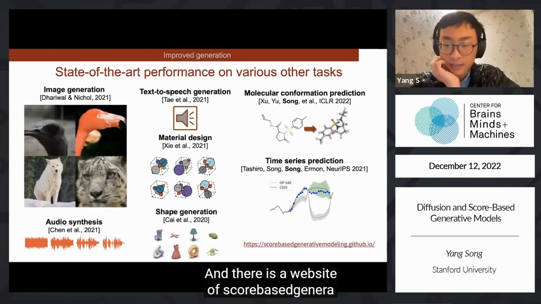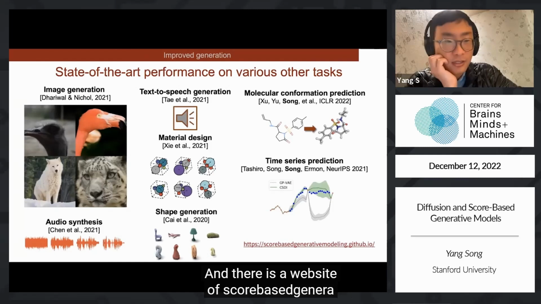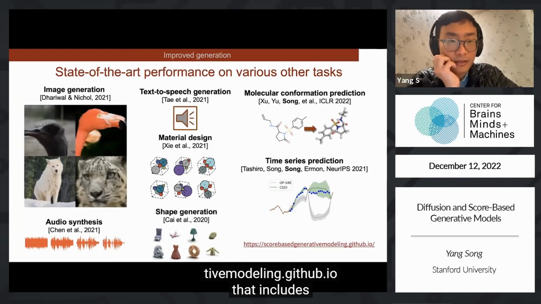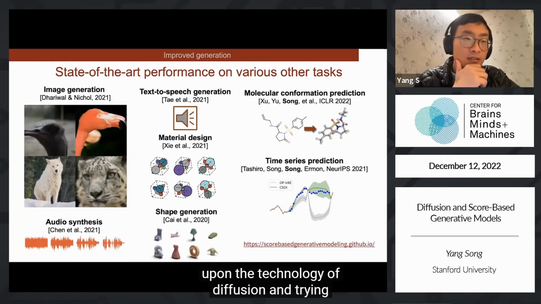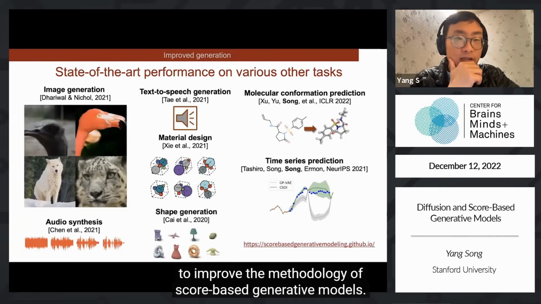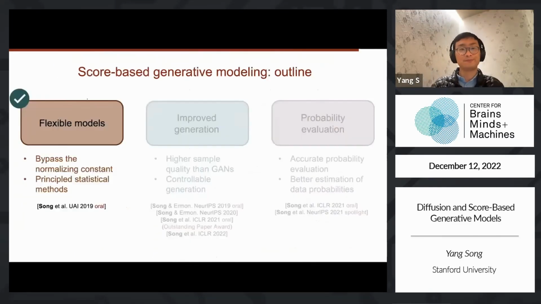And there is a website called Score-Based Generative Modeling.github.io that includes a list of relevant works trying to build upon the technology of diffusion and trying to improve the methodology of score-based generative models.